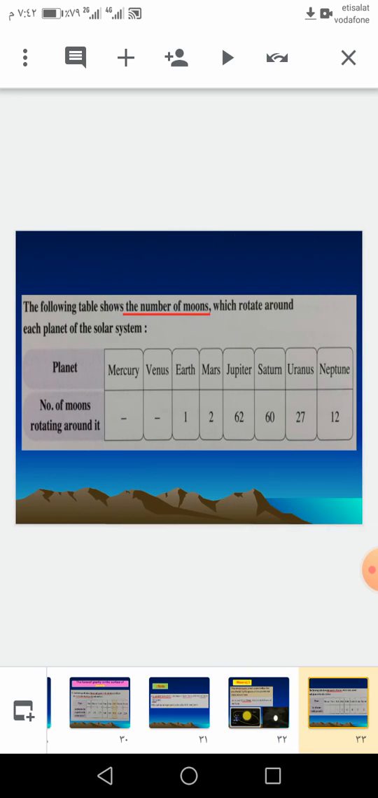The following table shows the number of moons which rotate around each planet of the solar system. Mercury has no moons, Venus has no moons, Earth 1, Mars 2, Jupiter 62, Saturn 60, Uranus 27, Neptune 12.